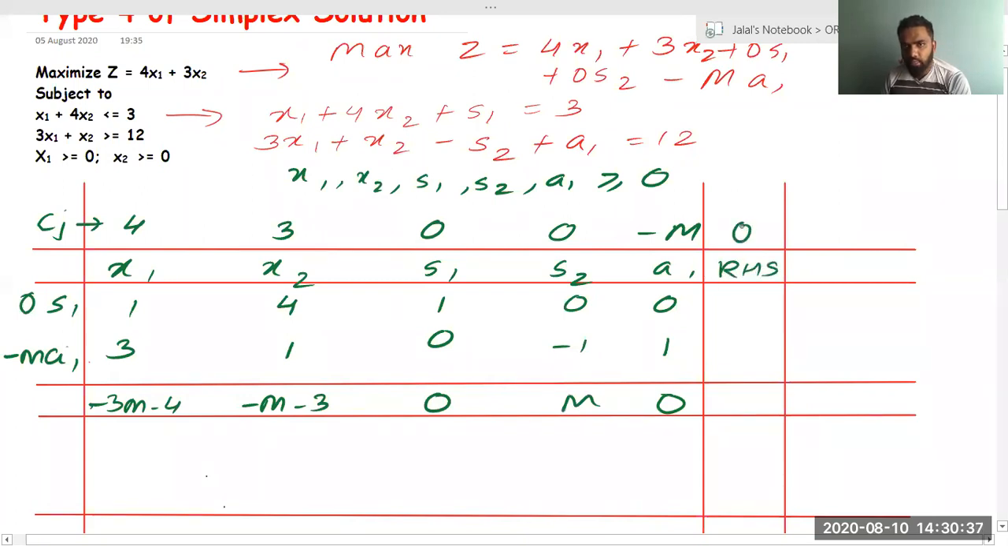Now I'll also put the RHS. I'll put 0 here for the RHS side, and I'll put the values. What are my values? 3.